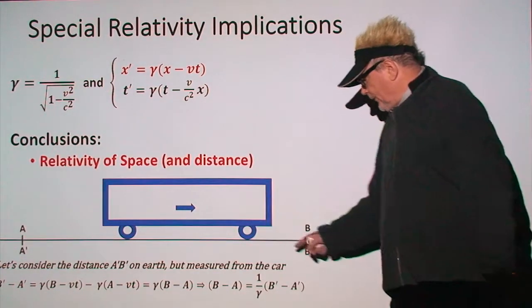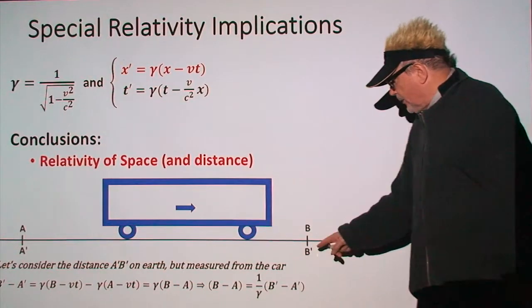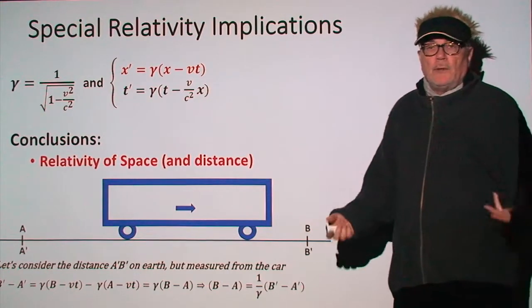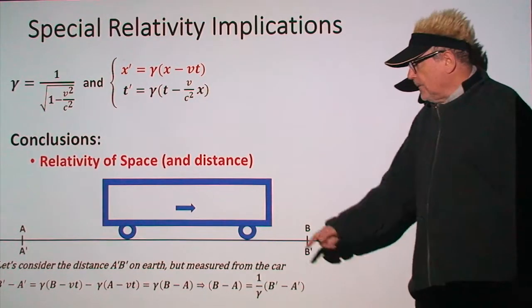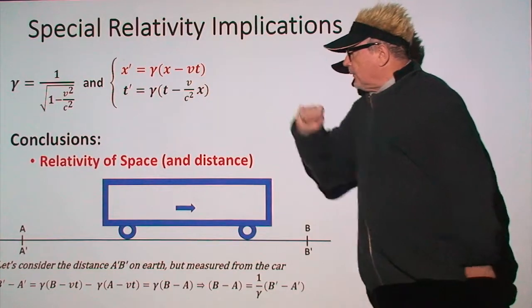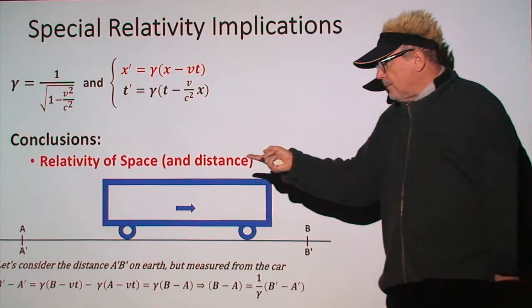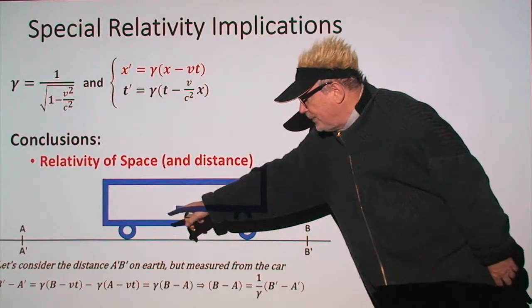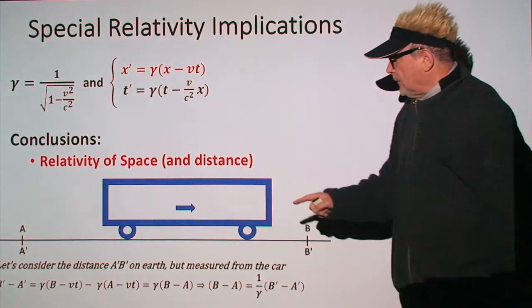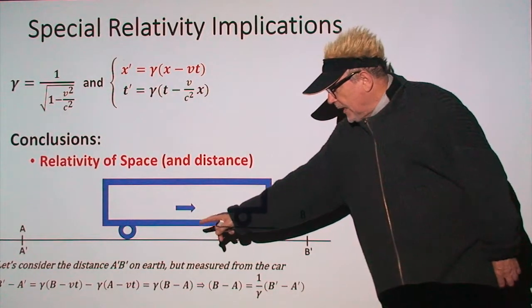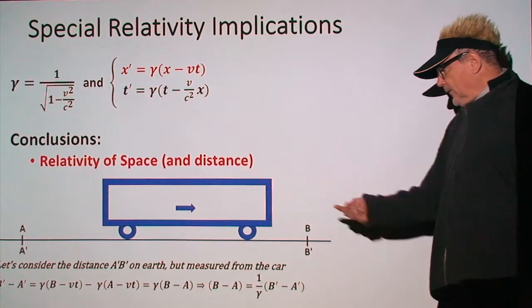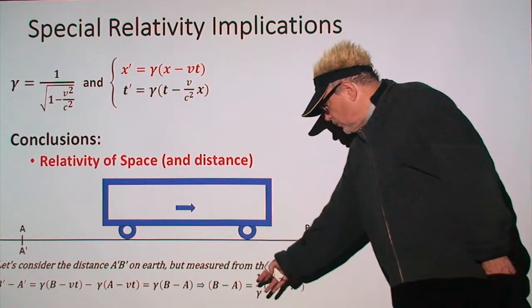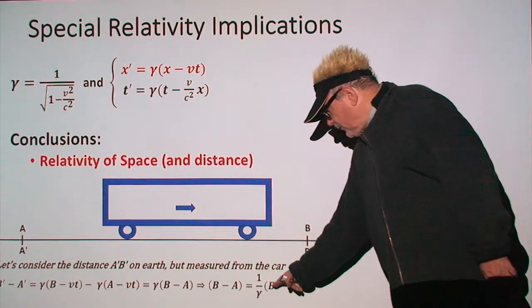So in order to know the distance, we can say A prime B prime is equal to B prime minus A prime, if F prime is the frame of reference on Earth. And then we apply this equation here, and we say B prime minus A prime would be equal to gamma times (B minus vt), minus gamma times (A minus vt), okay? And therefore, we can easily see that B minus A is equal to 1 over gamma times (B prime minus A prime).